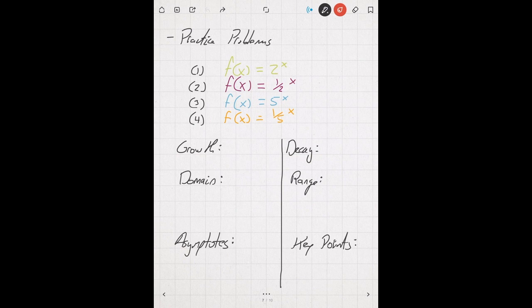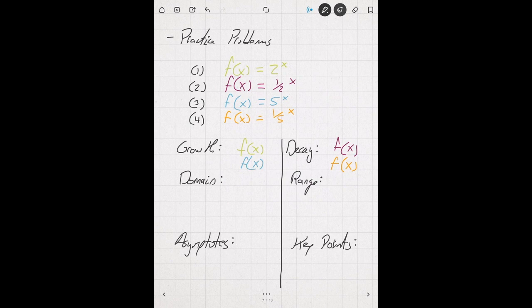I did it by color coding. You could label these graphs differently. You might call this one f, this one g of x, this one k of x, this one h of x, whatever. You can do it any way you'd like. I just did color coding because, well, I like color coding. But go ahead and organize these by what type of exponential you're dealing with.